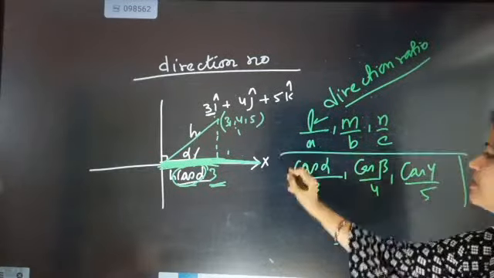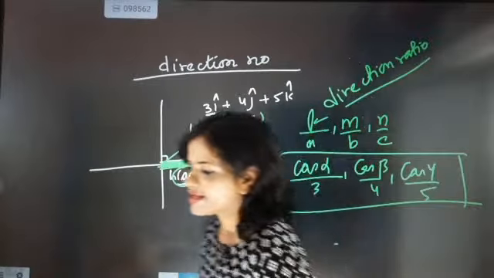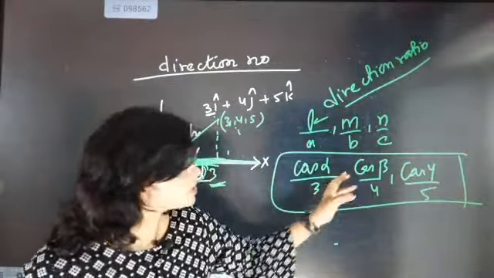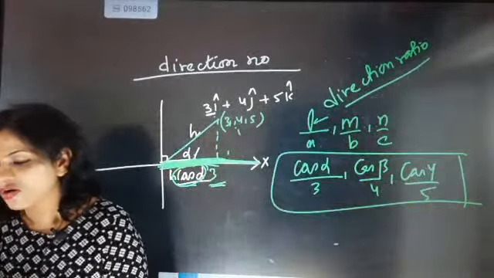Shall we write it as? Mesh, tell me, shall we write like this? Cos alpha by 3, cos beta by 4, cos gamma by 5.